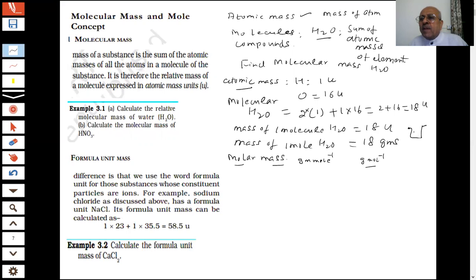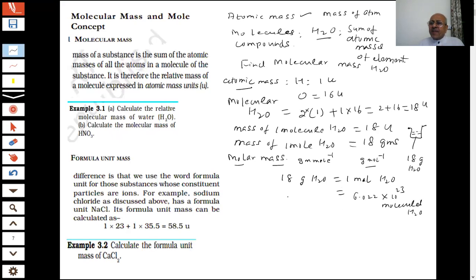In this cup, you have, supposing, 18 grams of water. How much? 18 gram of H2O. 18 gram of H2O will be how many moles, student? 18 gram of H2O is equal to 1 mole of H2O, students. And 1 mole means how many molecules will be there? 6.022 into 10 power 23 molecules of H2O, students.